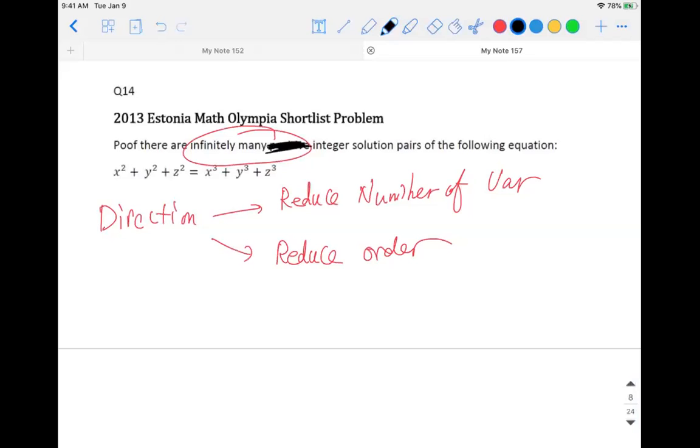I think this is actually something very interesting I'd like to show you guys. You see, you have the 3 square terms on the left, 3 cubic terms on the right. This is very nasty, right? Because you have so many variables and so many high order things, you won't be able to make it happen. I need to reduce my number of variables. I need to reduce my order.